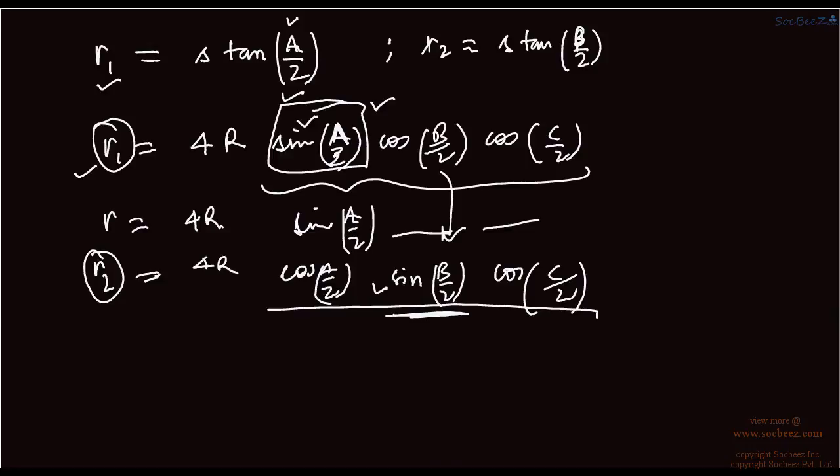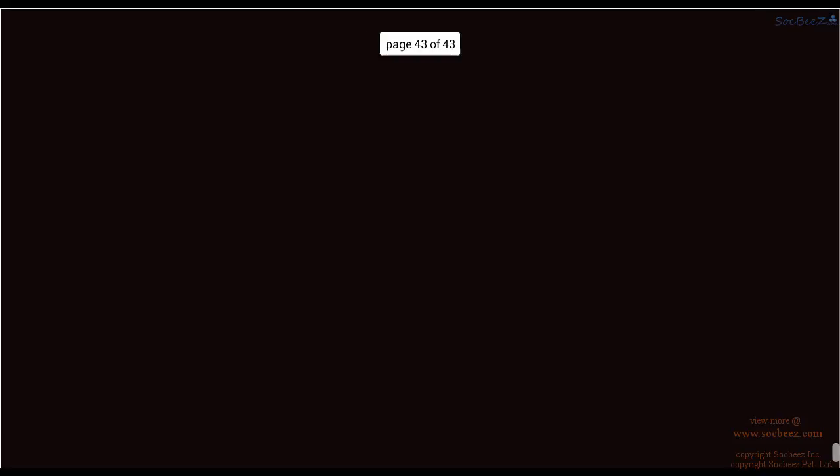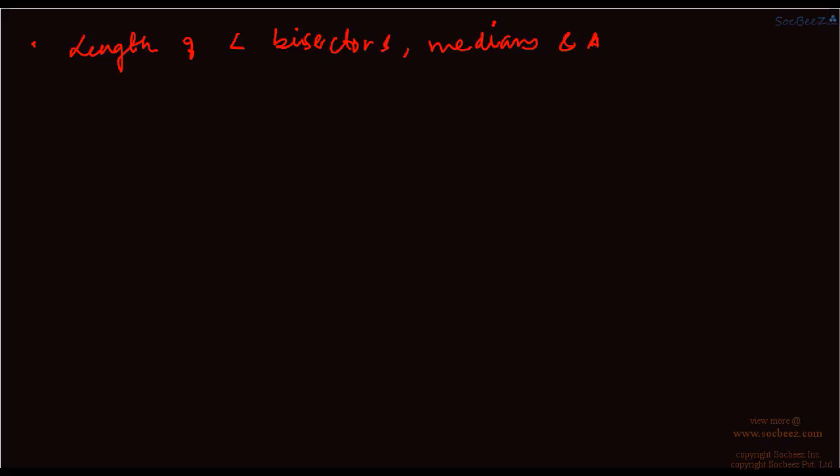Now we'll move on to the formulas based on length of angle bisectors and medians and altitudes. Fine. So next topic, we write it in red. Length of angle bisectors, most favorite topic of the JEE instructors. Bisectors, medians and altitudes. They do not directly ask questions from these topics, but what they do is they manipulate something.